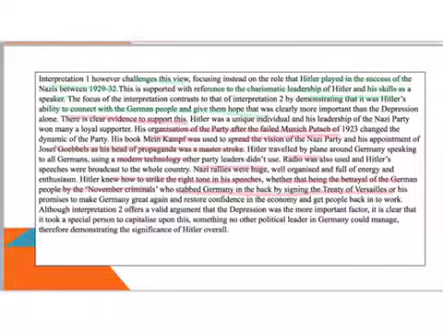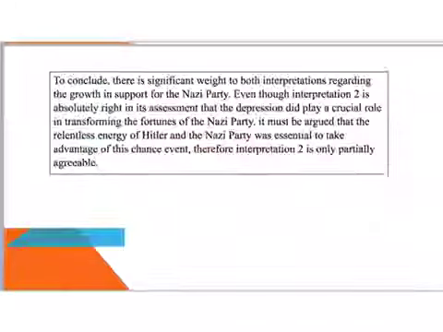So that's the analysis then towards the end of the argument. Although interpretation 2 offers a valid argument that the Depression was the more important factor, it's clear that it took a special person to capitalise upon this, something no other political leader in Germany could manage, therefore demonstrating the significance of Hitler overall. So you've got that real critical analysis there of the fact that Hitler was able to drive the Nazi Party forwards.